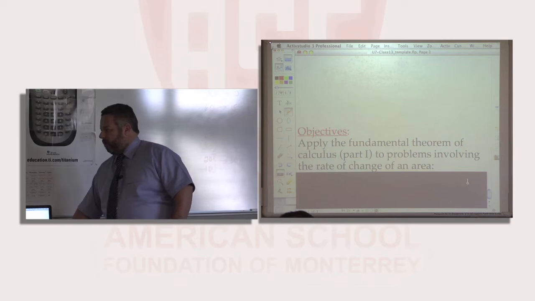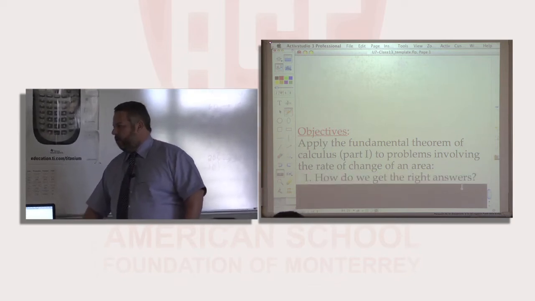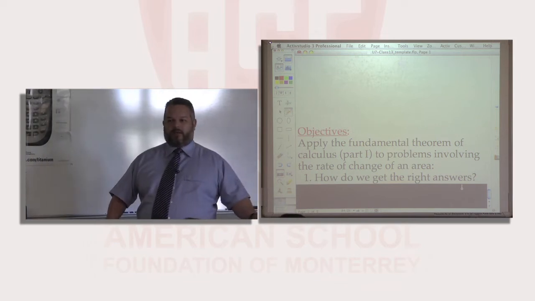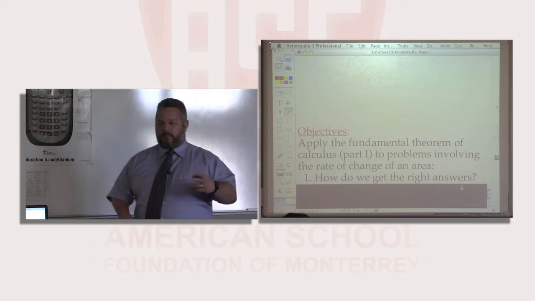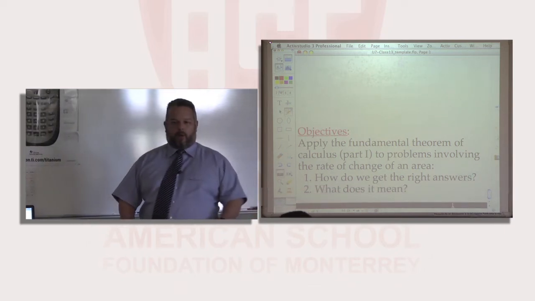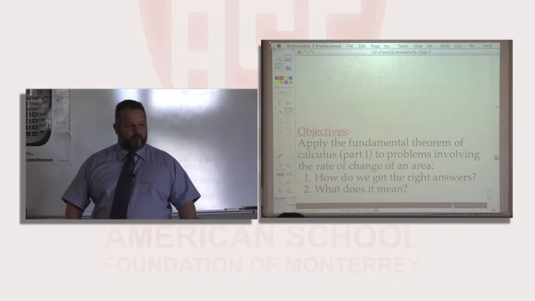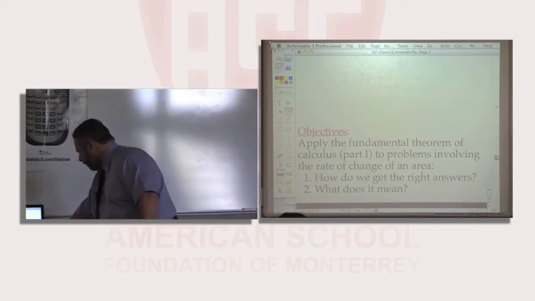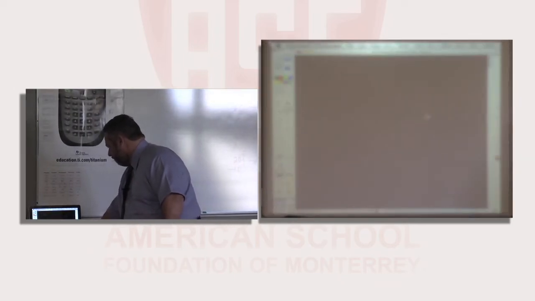What I hope to accomplish, what I hope that by the end of the class we can all do, is two things. One, how do we just get the right answers? I'm going to show you some problems. I want you to be able to get the right answers. Two, what does it mean? In other words, once we can get these answers, what are the answers actually telling us? So there's basically sort of two parts to today's lecture. Two things that we're looking for.